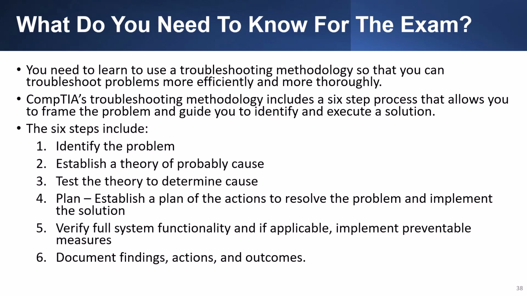In summary, you need to learn to use troubleshooting methodology so that you can troubleshoot problems more efficiently and more thoroughly. CompTIA's troubleshooting methodology includes a 6-step process that allows you to frame the problem and guide you to identify and execute a solution. The 6 steps include: identify the problem, establish a theory of probable cause, test the theory to determine cause, establish a plan of action to resolve the problem and implement the solution, verify full system functionality and if applicable implement preventive measures, and document findings, actions, and outcomes.